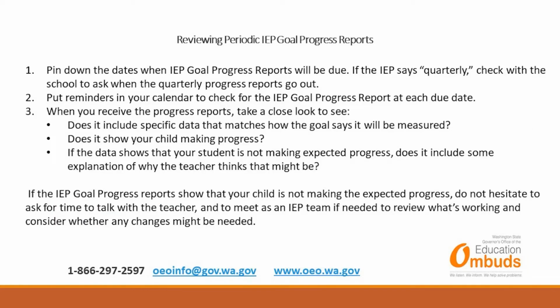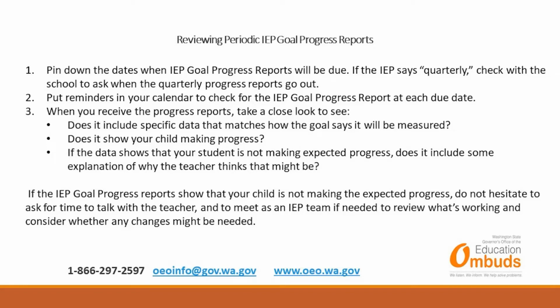Then figure out when that date will come up on the actual calendar. So if your IEP says progress will be reported quarterly, what does that mean? When are the quarterly progress reports coming out for the school? Then put reminders in your own calendar on those days when the quarters end and you should be getting goal progress reports to check and make sure that you do get one. If you don't see a goal progress report come in when it's due, don't hesitate to reach out and ask for one from the IEP teacher, special ed teacher or IEP case manager.